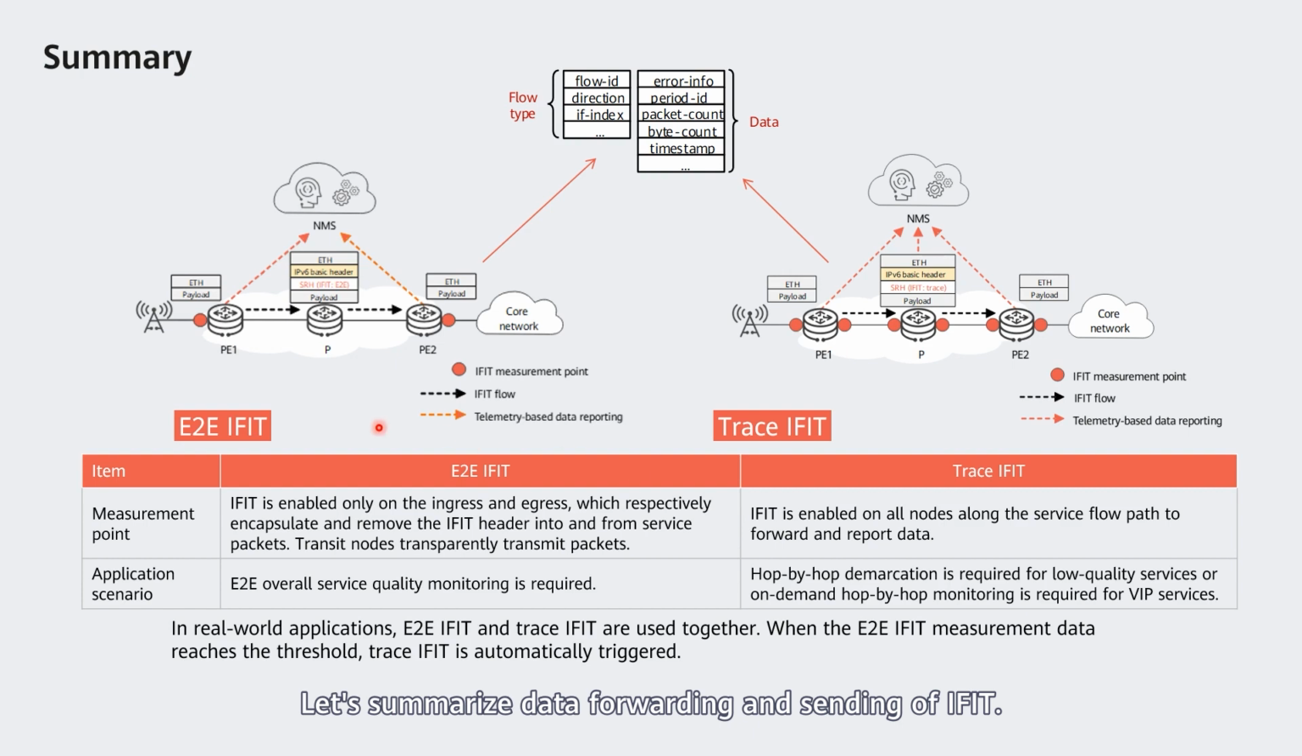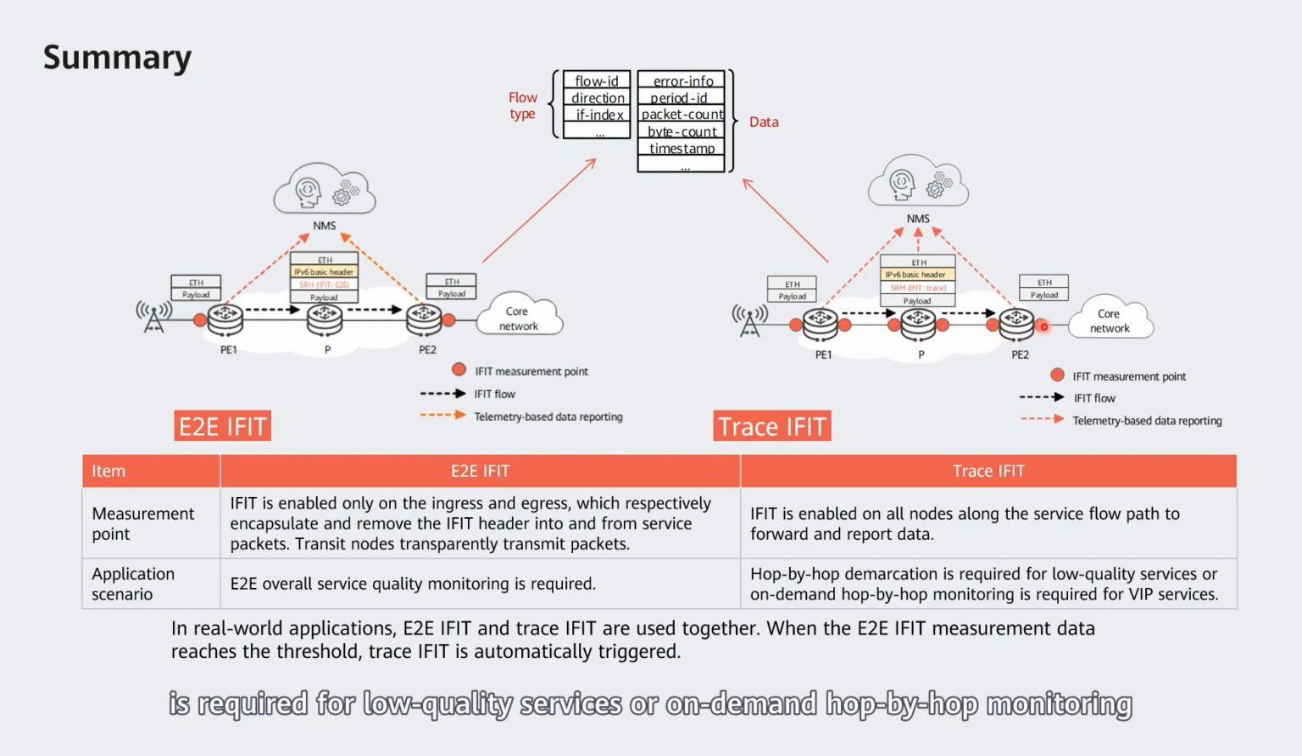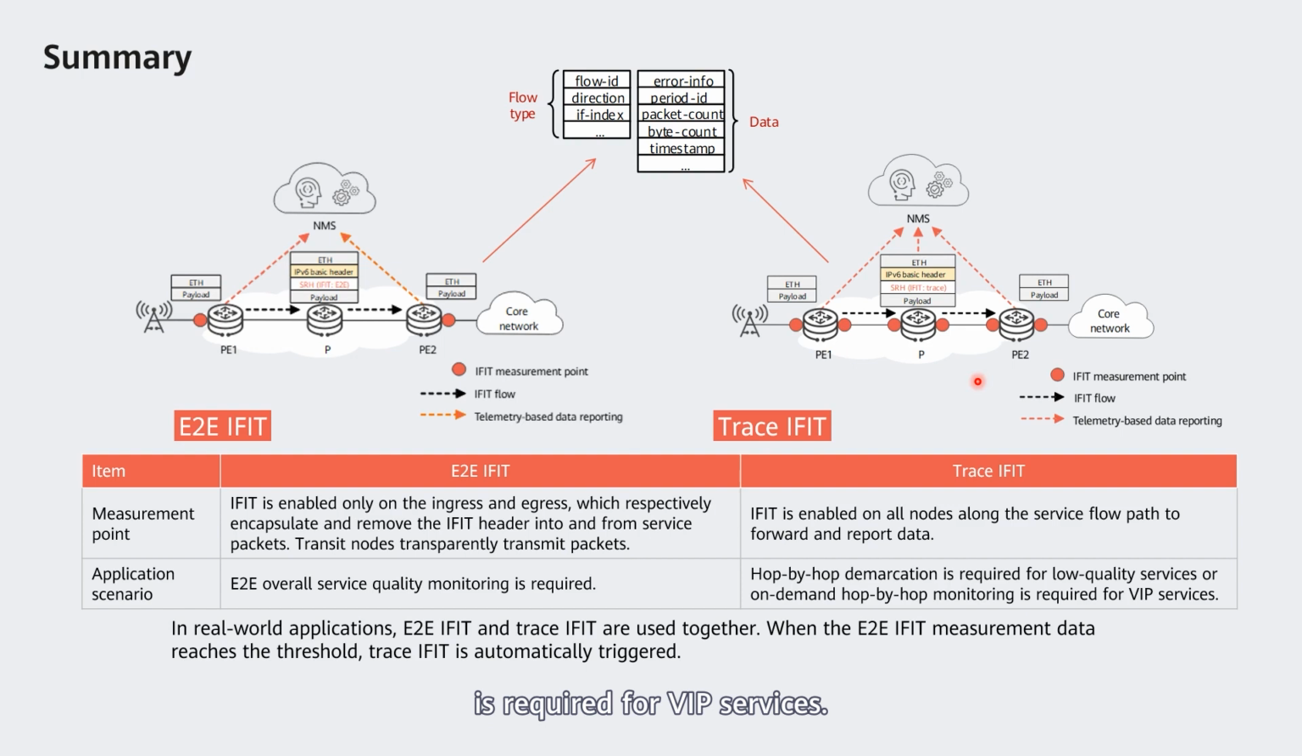Let's summarize data forwarding and sending of IFIT. 2 common measurement modes are available: end-to-end and hop-by-hop, trace. The end-to-end mode applies to scenarios where end-to-end overall service quality monitoring is required. Conversely, the trace mode applies to scenarios where hop-by-hop demarcation is required for low-quality services, or on-demand hop-by-hop monitoring is required for VIP services. IFIT supports both end-to-end and trace modes.